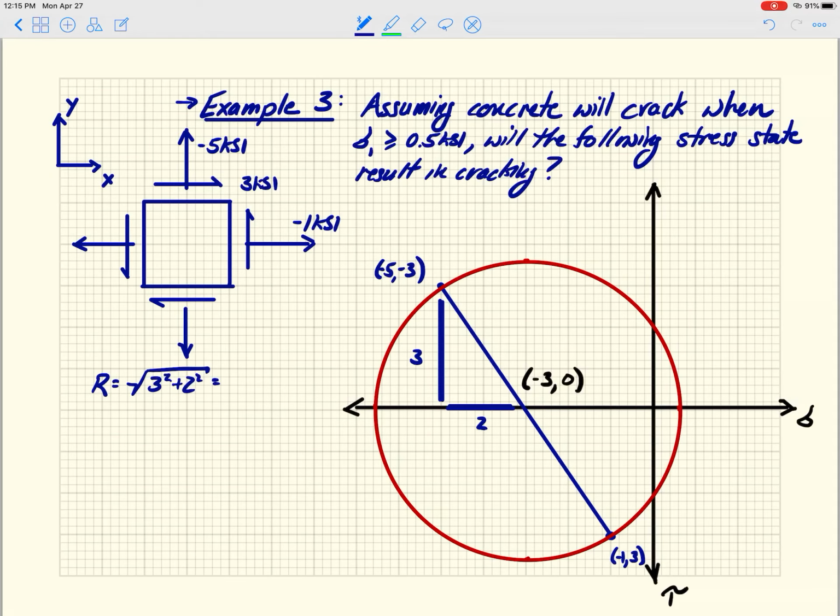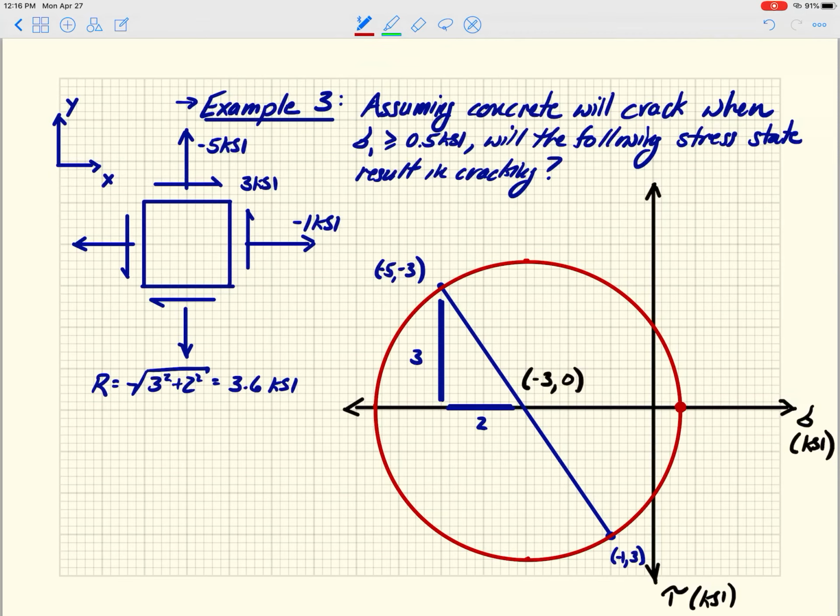And when you work that out, you get that the radius is 3.6. And again, that's going to be in KSI because every spatial dimension on this plot is in KSI, right? I can accentuate that here. And it could just as easily be in KPA. All units will work.